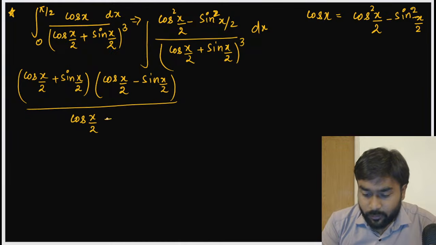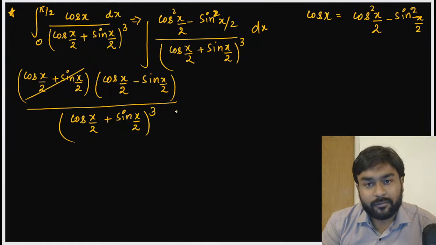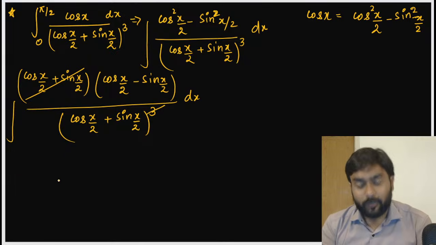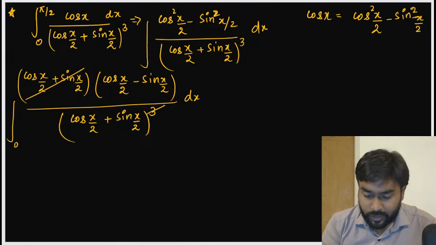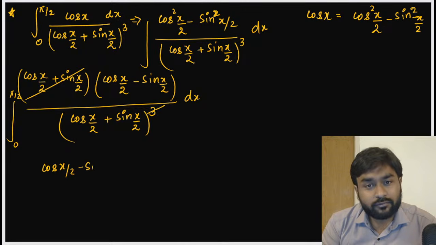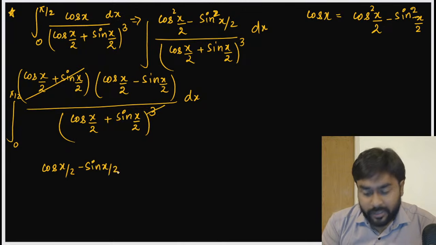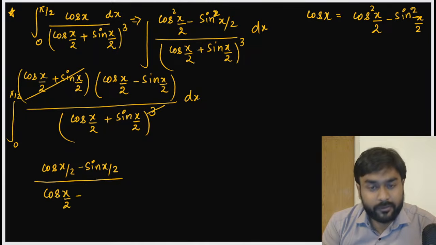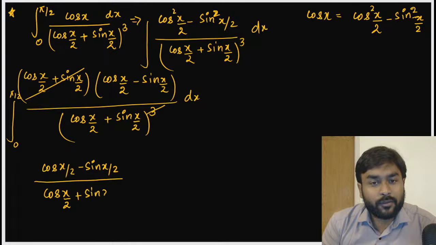So here, cos x by 2 plus sin x by 2 whole cube. This one part we can cancel, this and this, so it will become 2 power only. Here dx, it will become 2 power. Then we will see what will happen here. Limit is 0 to pi by 2. So cos x by 2 minus sin x by 2, minus sin x by 2, divided by what? Cos x by 2 plus sin x by 2 whole square.